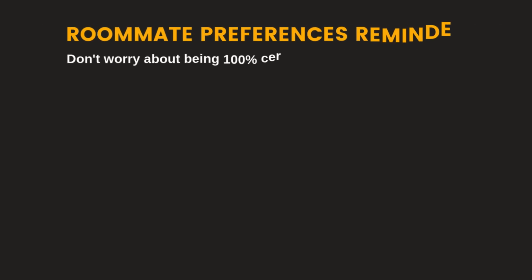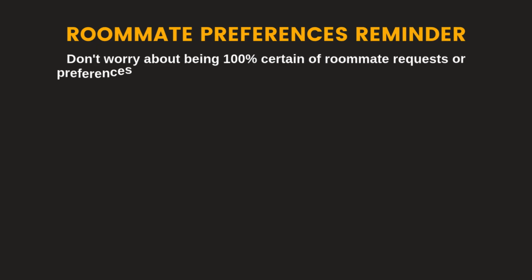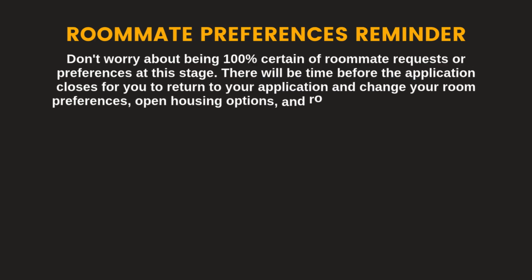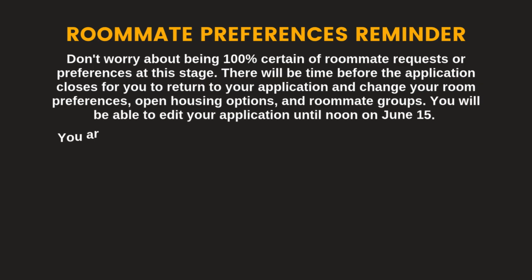Don't worry about being 100% certain of roommate requests or preferences at this stage. There will be time before the application closes for you to return to your application and change your room preferences, open housing options, and roommate groups. You will be able to edit your application until noon on June 15th.